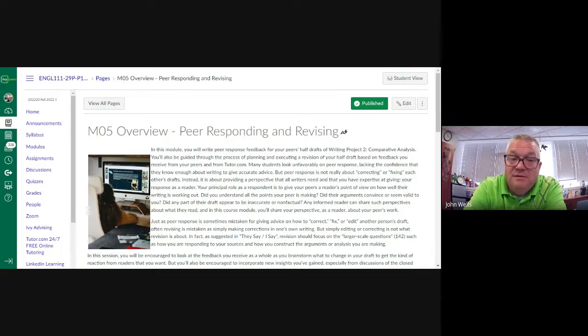Okay. Let's take a look at what Module 5 is and what we have going on. This week, we're looking at peer responding and revising. When we talk about revising, we're really talking about two processes, right? We're talking about the ability to go in and say, here is what I can do to improve the message, right? Making it longer, making it more in depth, reorganizing it, adding in new sources, developing ideas.